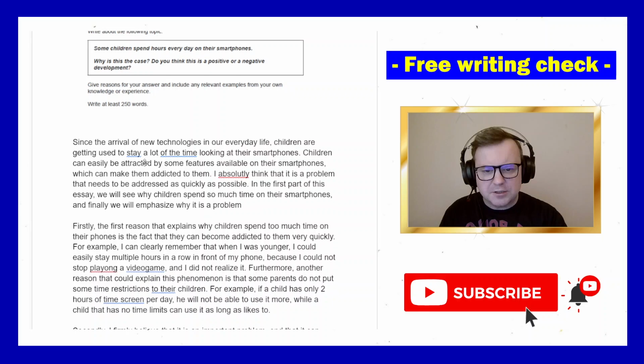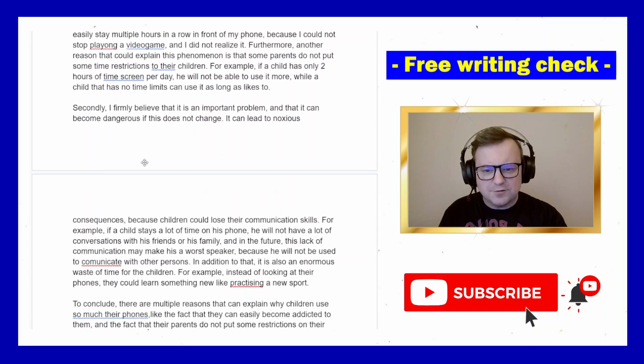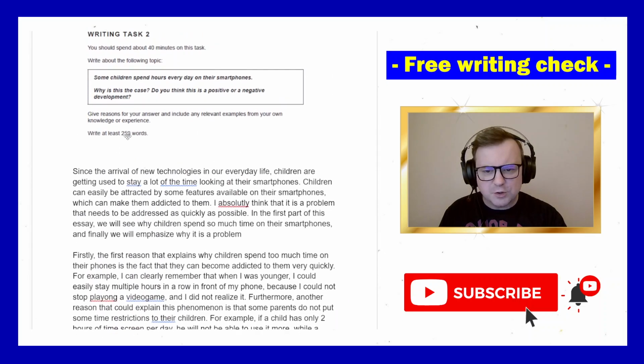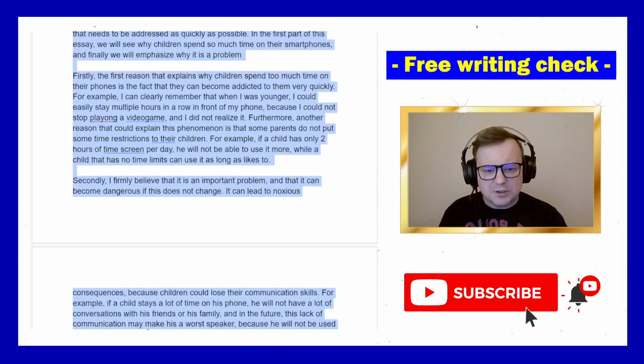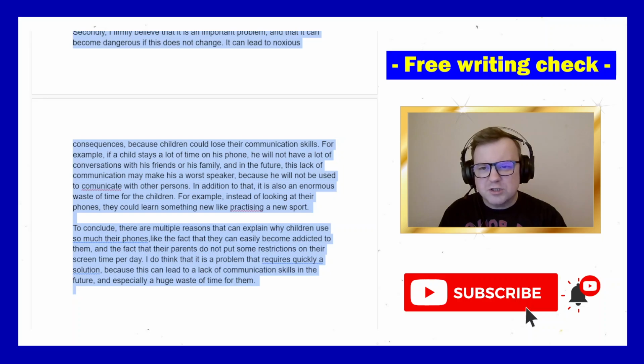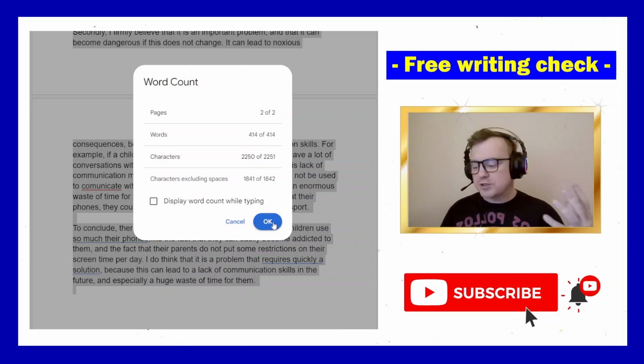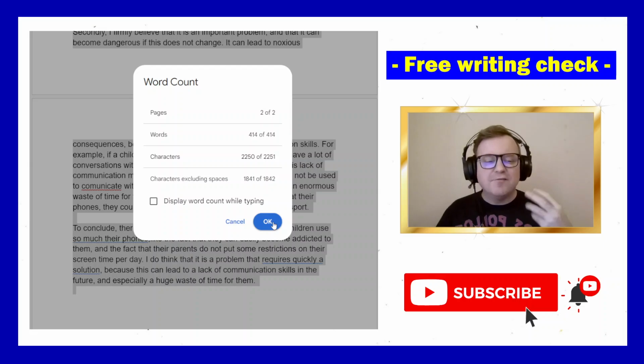Just looking at the task first of all, first thing I notice is that it's very long. This is far over the 250 words allowed. Let's just check. I'm guessing 400 words. Word count. 414 words. So this is the first thing that candidates, when they're preparing, should be controlling: the amount of words that they write. If the task says write at least 250 words and you are writing 414 words, you know that there is a problem, and that is a problem that you should fix.